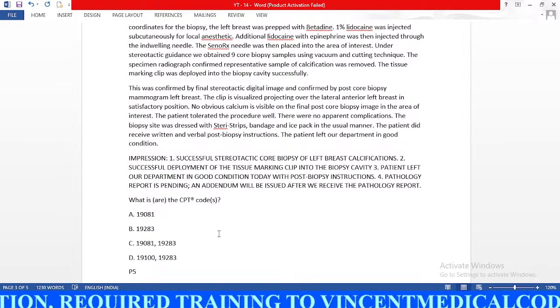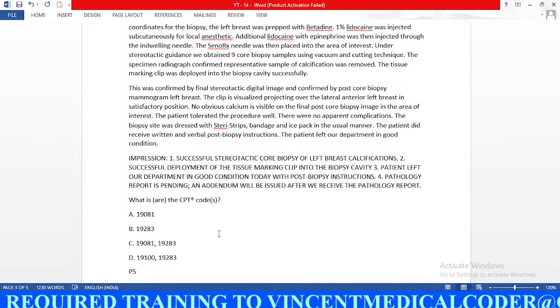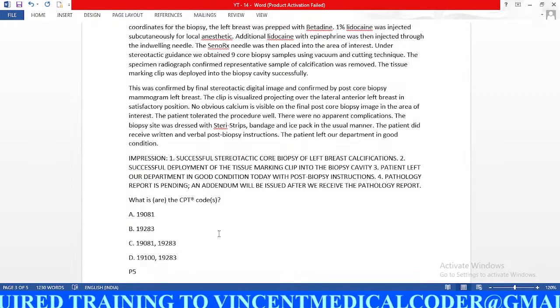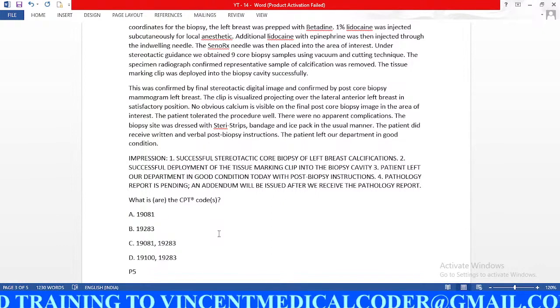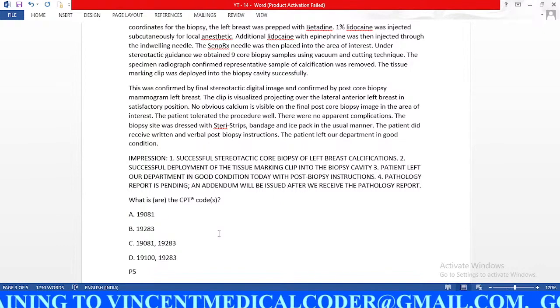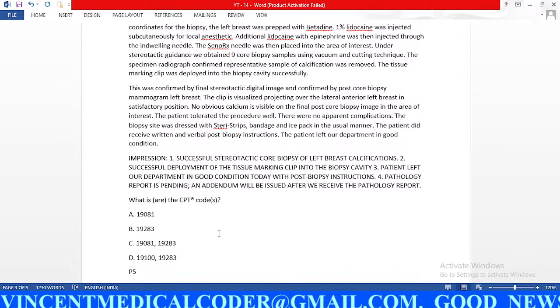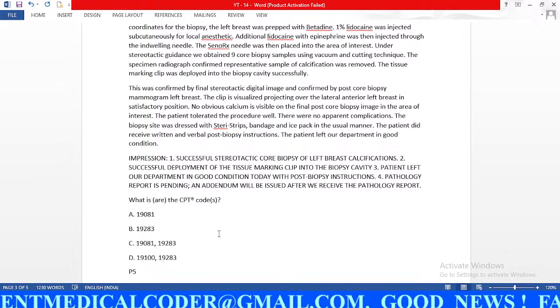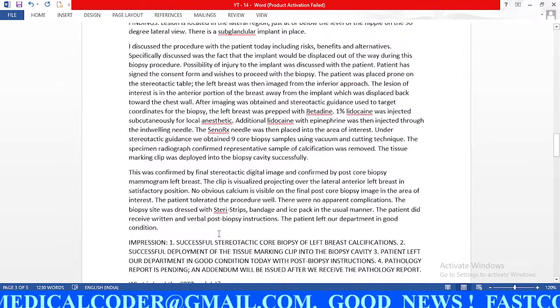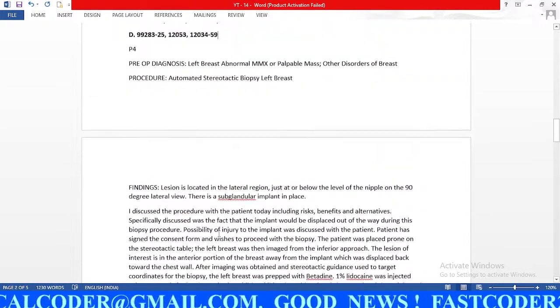So no need to worry about the answers. Just write whatever you know. So your question here is breast biopsy using stereotactic guidance.